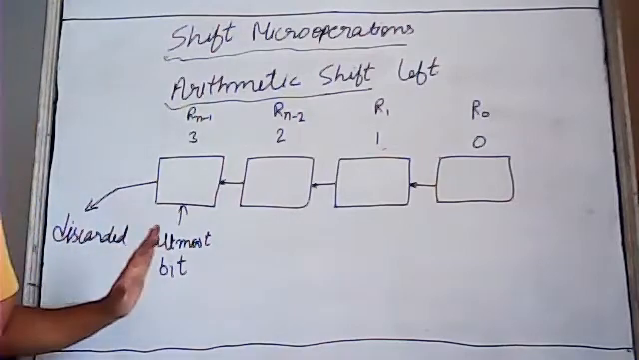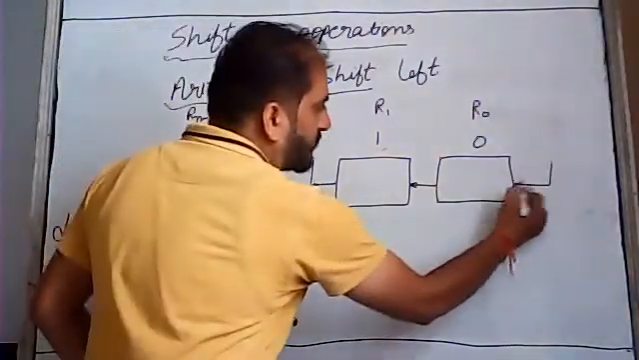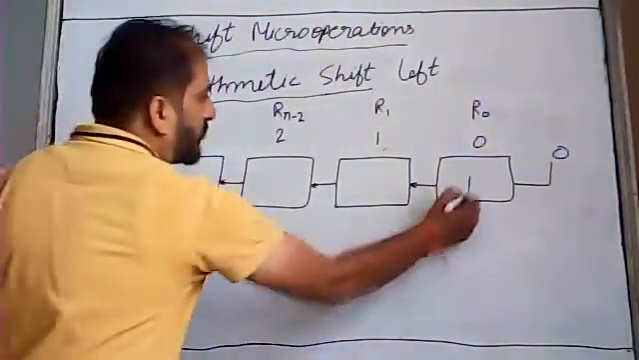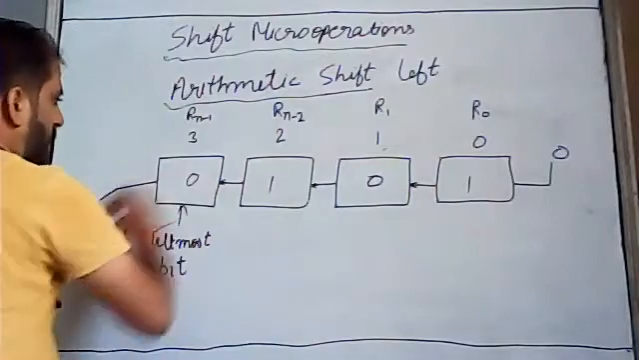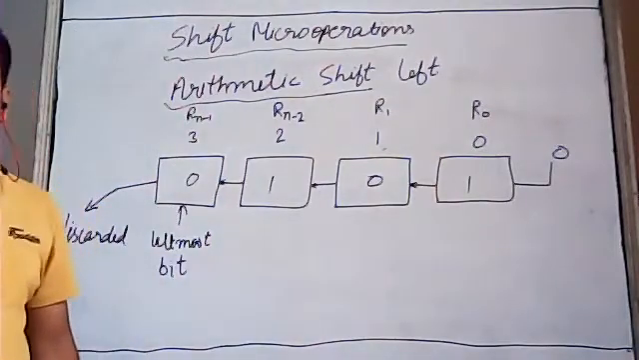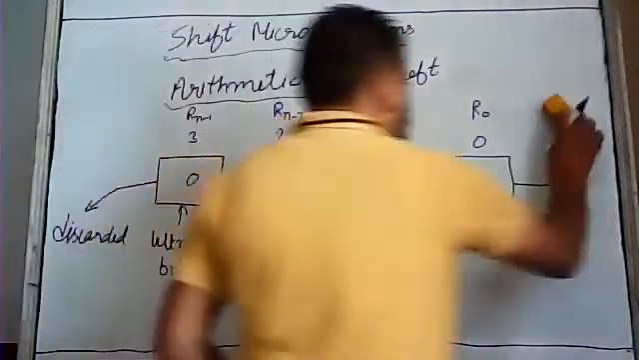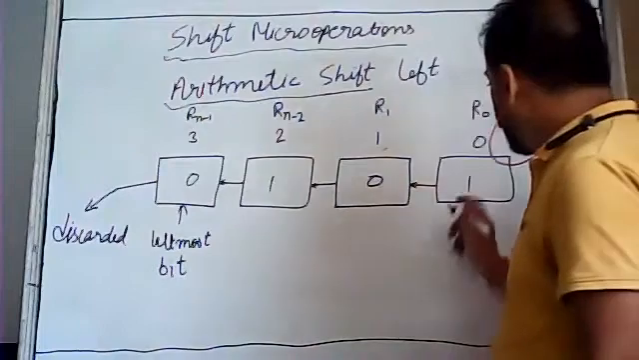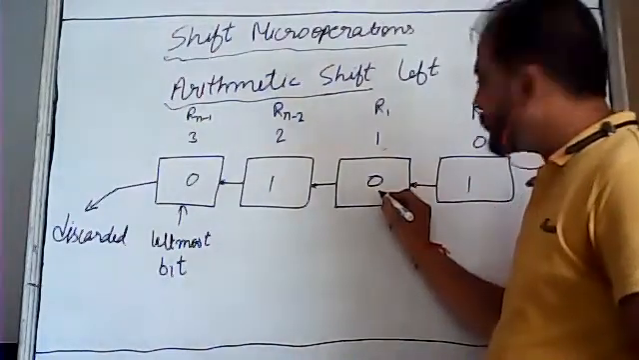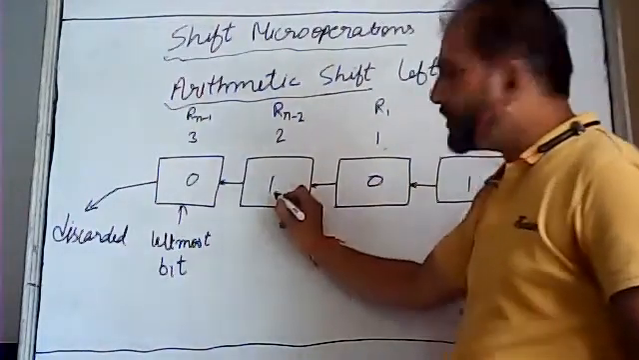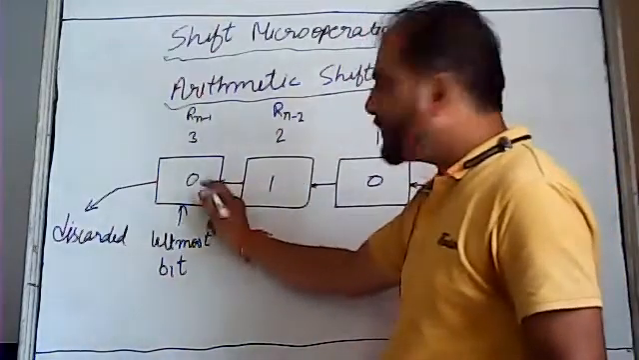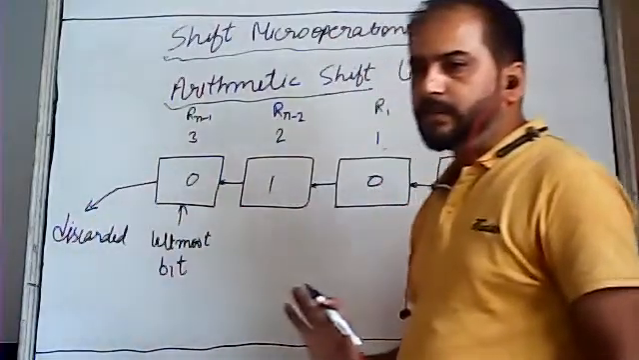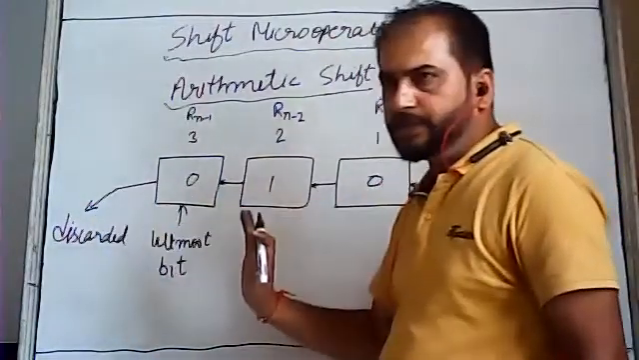If we talk in journal, and here we will insert 0. Suppose we have data 1, 0, 1, 0. And listen carefully: when you shift data, this bit is shifted to this position, and this bit is shifted to this position, and this bit is shifted to this position, and this one will be discarded because it is out of the register.